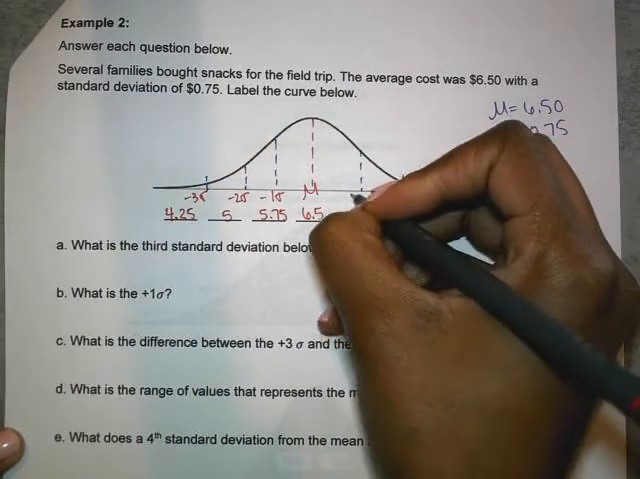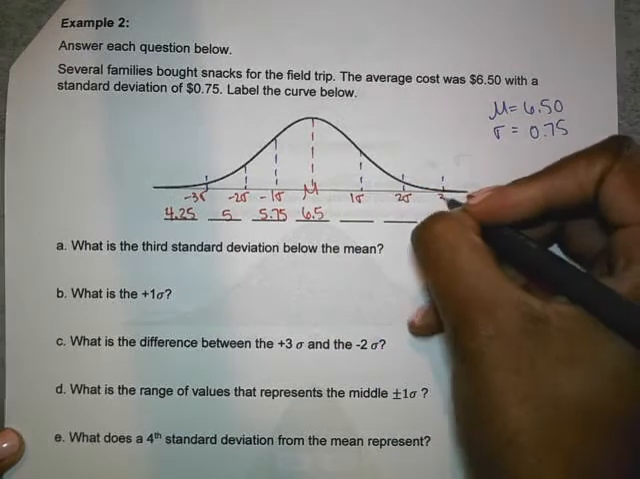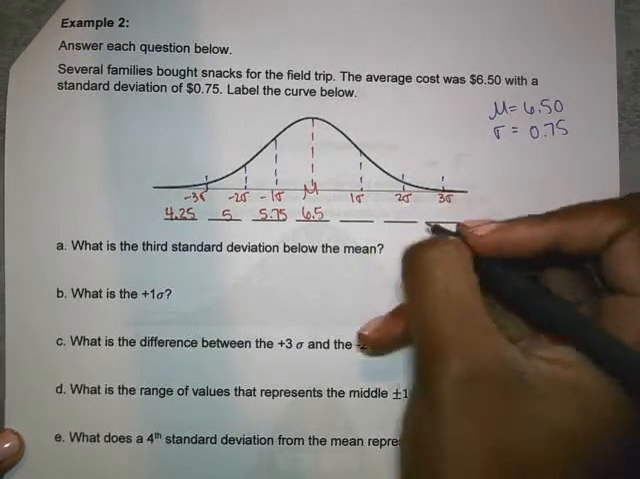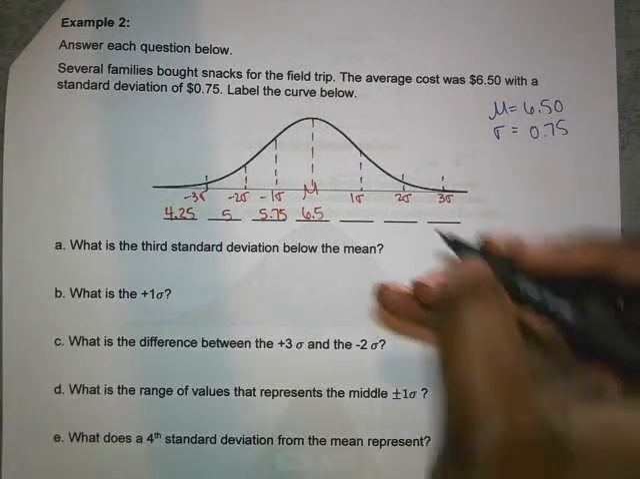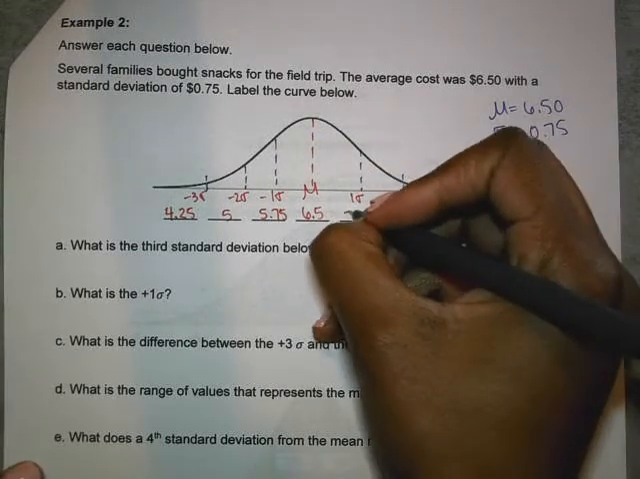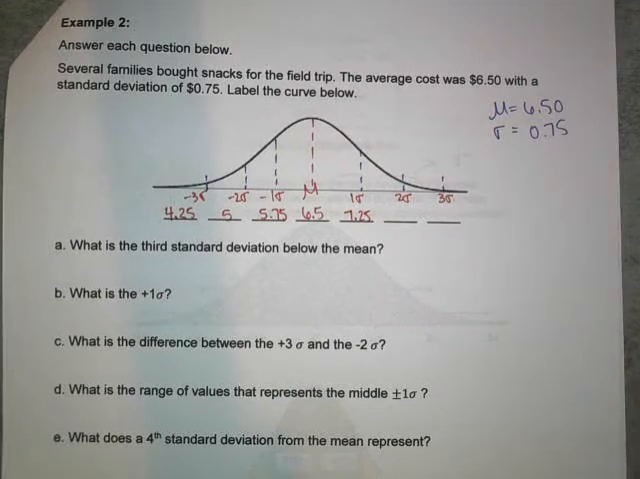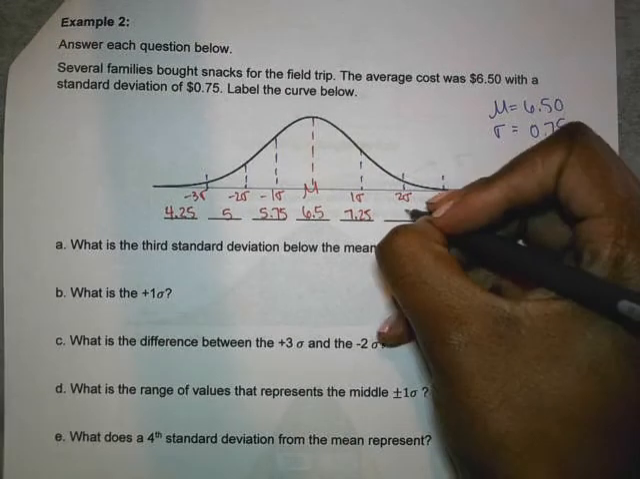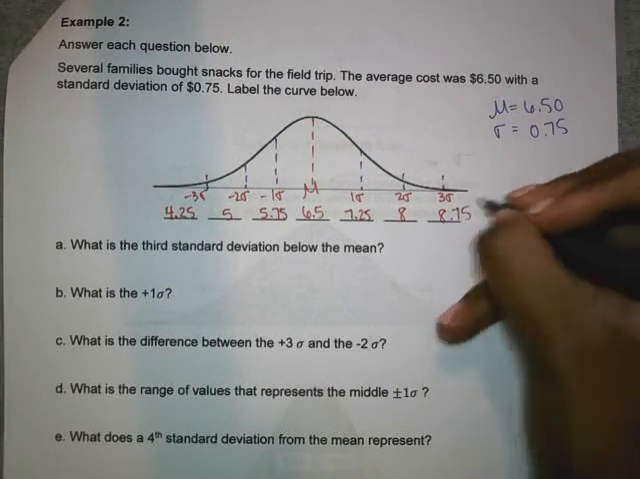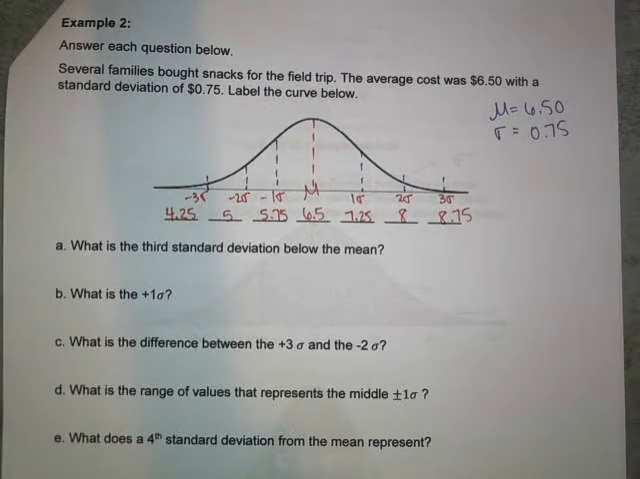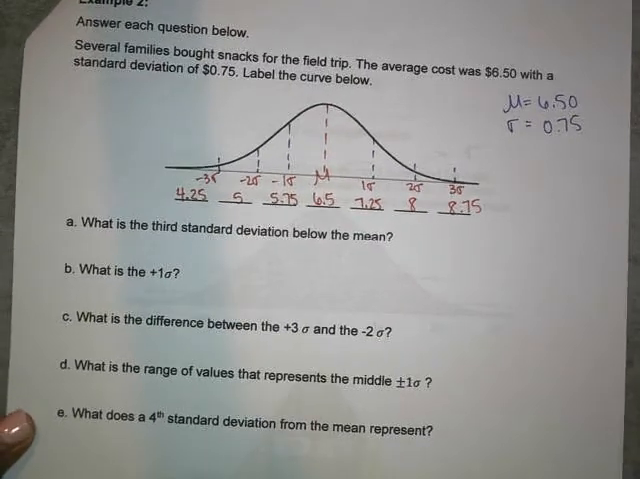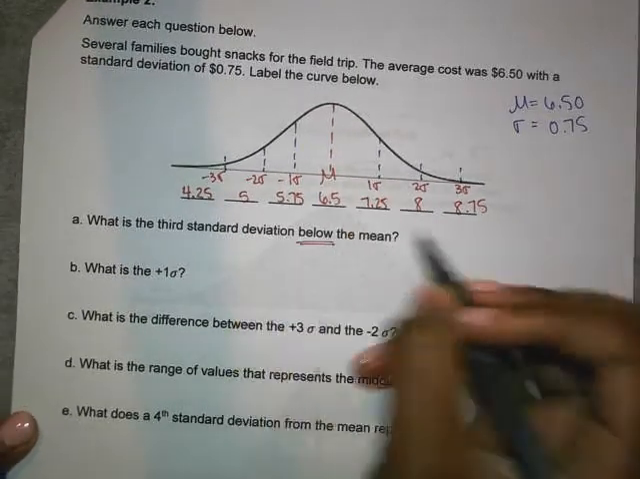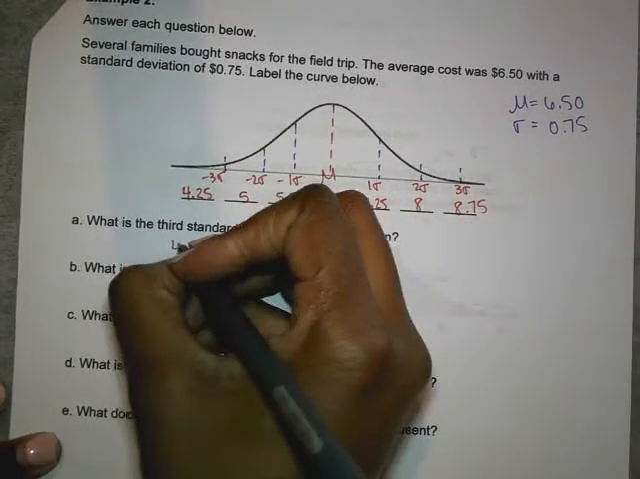All right, going to the right, I have 1 standard deviation, 2 standard deviations, and 3 standard deviations. So that gives me, let me just calculate this, make sure I don't make any mistakes, 7.25, 8, and then 8.75. All right, so what is the third standard deviation below the mean? The third deviation below the mean would be 4.25.